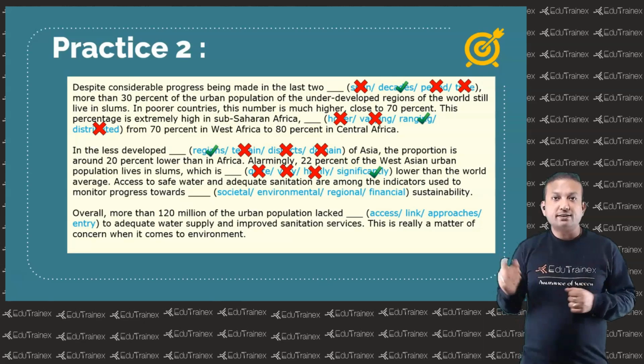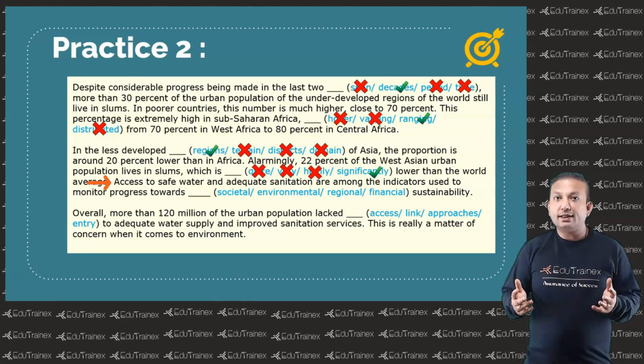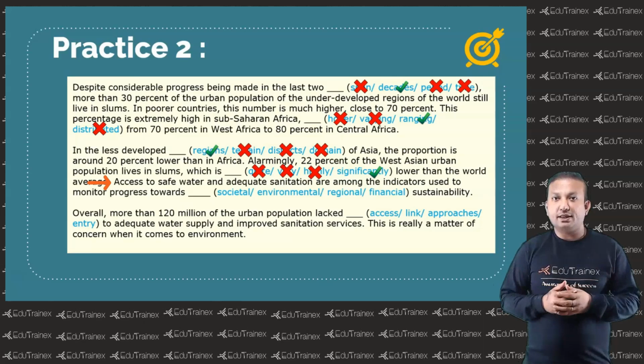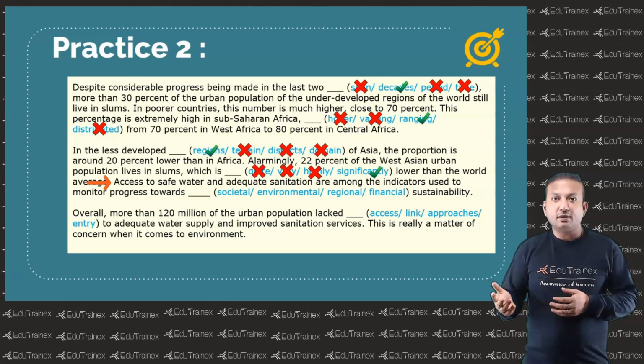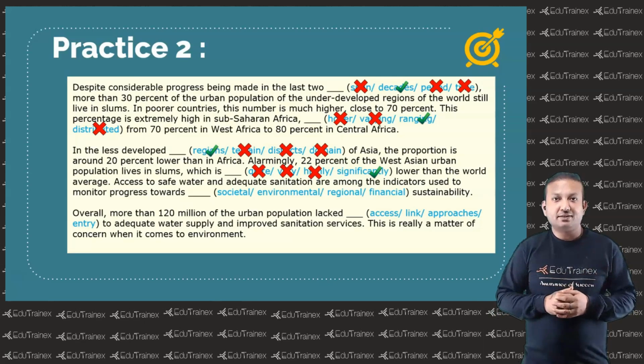Now let's look at the next sentence. "Access to safe water and adequate sanitization are among the indicators used to monitor progress towards dash sustainability." And the options are societal, environmental, regional, financial. So what is our first step? Time for elimination. Let's look at each of the options.